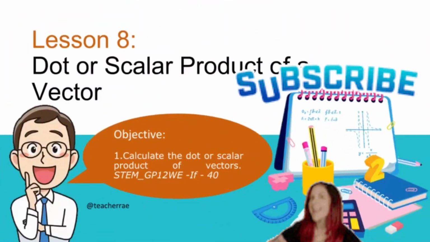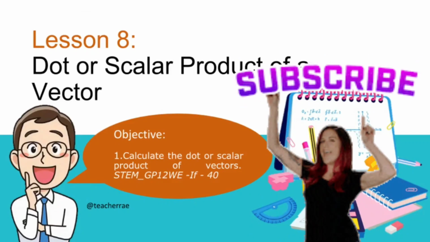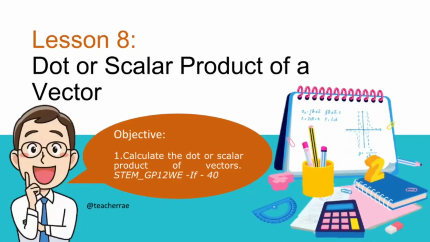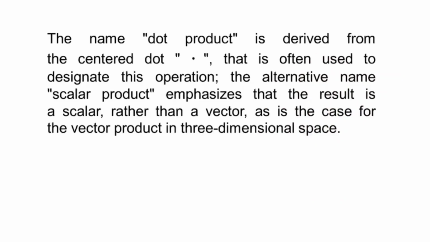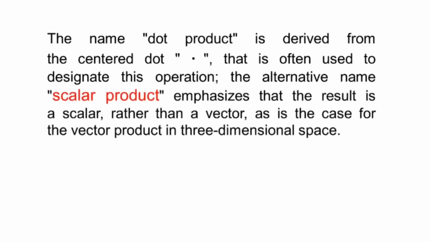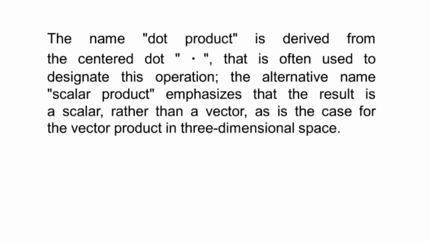Now going to multiply vectors, using the dot or scalar product. So, what is a dot product? In mathematics, the dot product or scalar product is an algebraic operation that takes two equal length sequences of numbers, usually coordinate vectors, and returns a single number. The name, dot product, is derived from the centered dot that is often used to designate this operation. The alternative name, scalar product, emphasizes that the result is a scalar, rather than a vector, as is the case for the vector product in three-dimensional space.